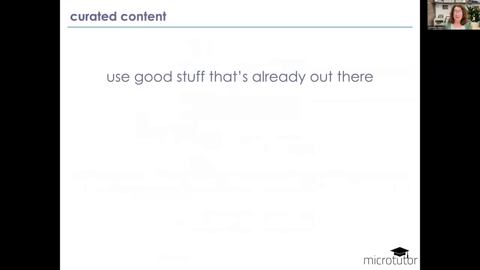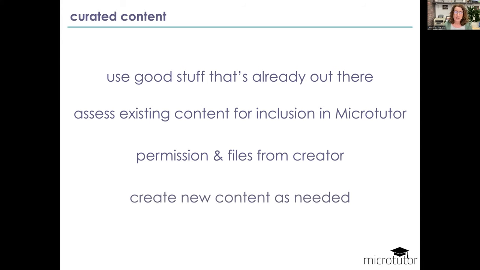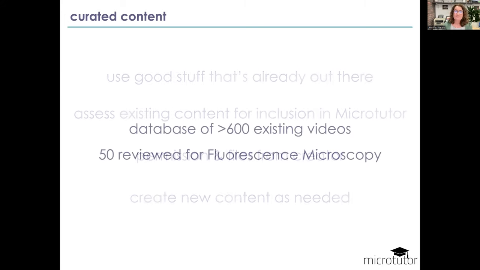Curated content. So basically, there's no reason to start from scratch for this sort of course. We are using good stuff that's already out there, some of the good content that I mentioned previously. So what we're doing is assessing existing content for whether it's appropriate for our curriculum. And once we identify things, we're reaching out to the video creators or content creators for permission and for files, as I'll mention. And then we are also creating new content to fill out our curriculum as is needed.